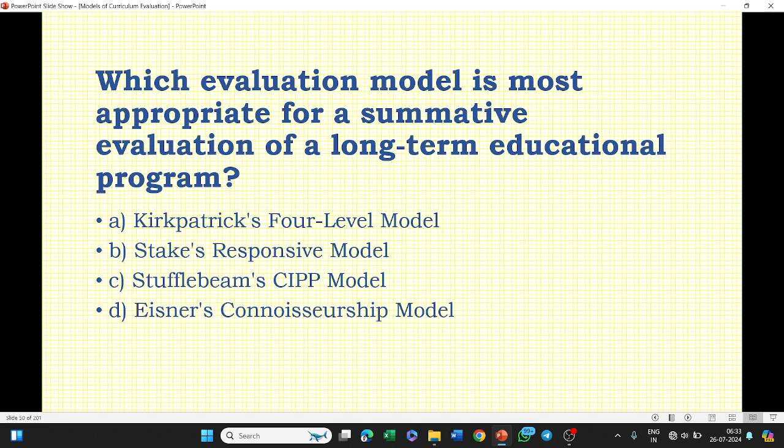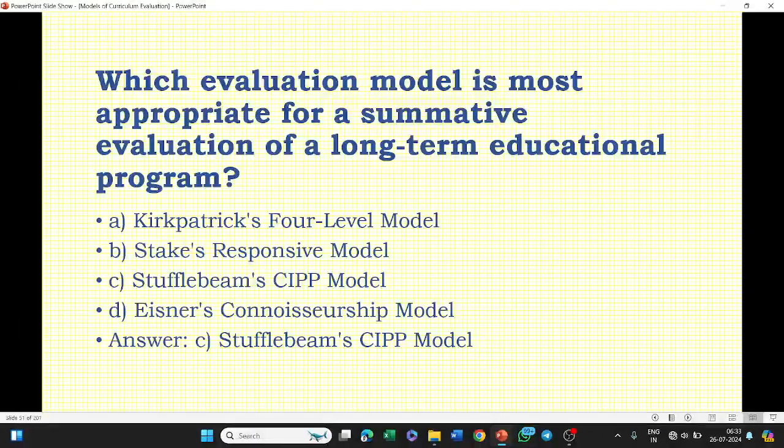Next, which evaluation model is most appropriate for a summative evaluation of a long-term educational program? Options: Kirkpatrick's four-level model, Stake's responsive model, Stufflebeam's CIPP model, Eisner's connoisseurship model. Answer of this question is option C, that is Stufflebeam's CIPP model.